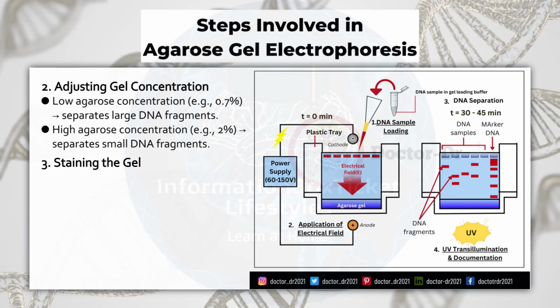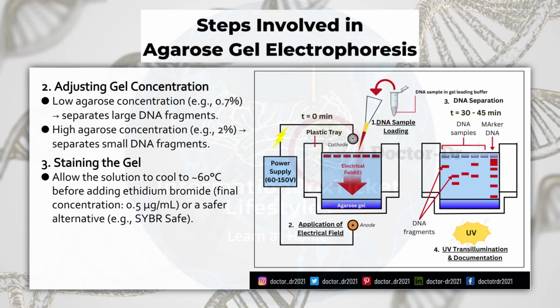Number 3. Staining the gel. Allow the solution to cool to approximately 60 degrees Celsius before adding ethidium bromide, final concentration 0.5 micrograms per milliliter, or a safer alternative, e.g., SYBR Safe. Mix gently to distribute the stain evenly.